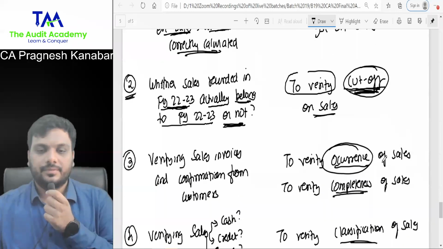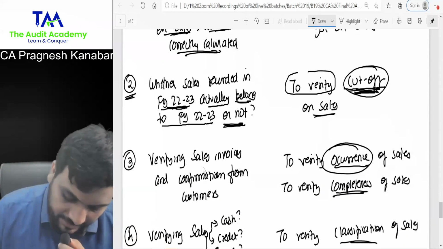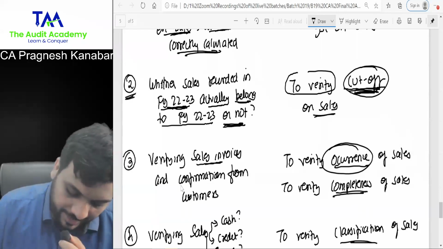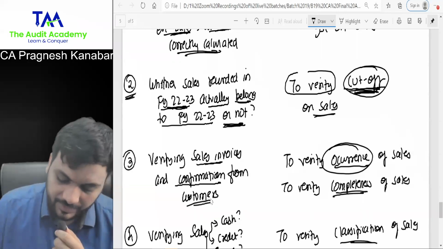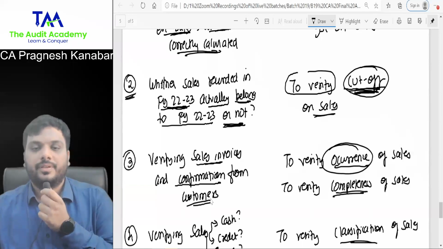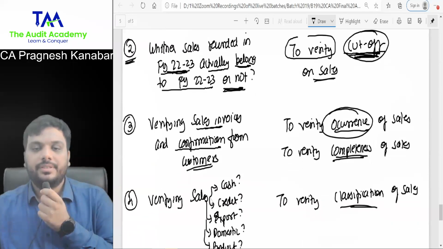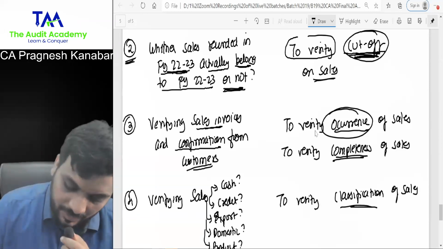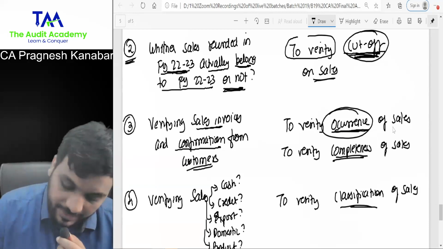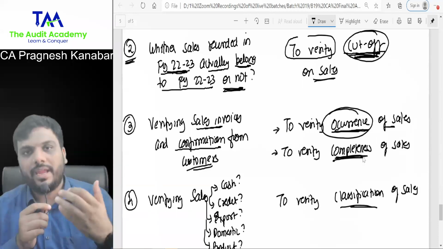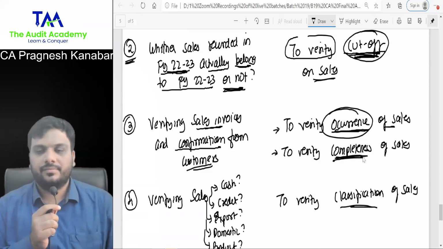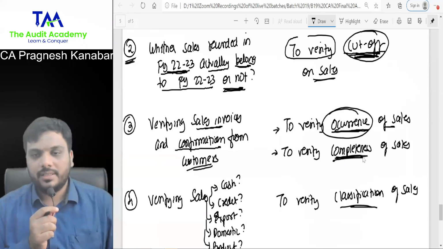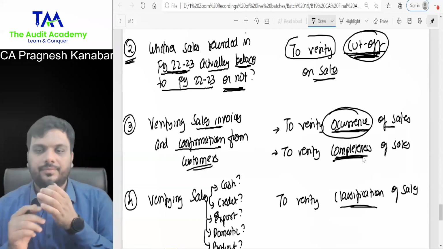Third, verifying sales invoices and confirmation from customers. To verify occurrence of sales, to verify completeness of sales. So occurrence and completeness of sales.